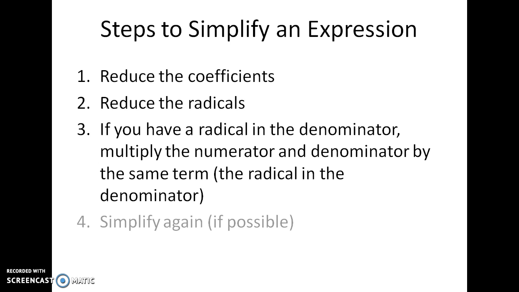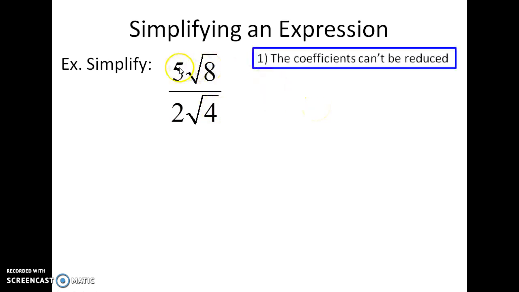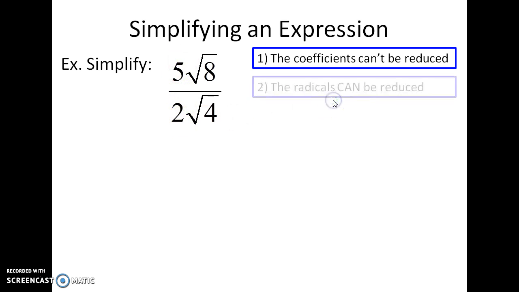Let's see an example. Example 1. We have coefficients, 5 and 2, and radicals, root 8, root 4, in the same expression. Step 1: if you can reduce the coefficients, you should. Here you can't. Step 2: if you can reduce the radicals, you should. Radicals can be reduced in a few different ways. One is that you could reduce each individual radical.